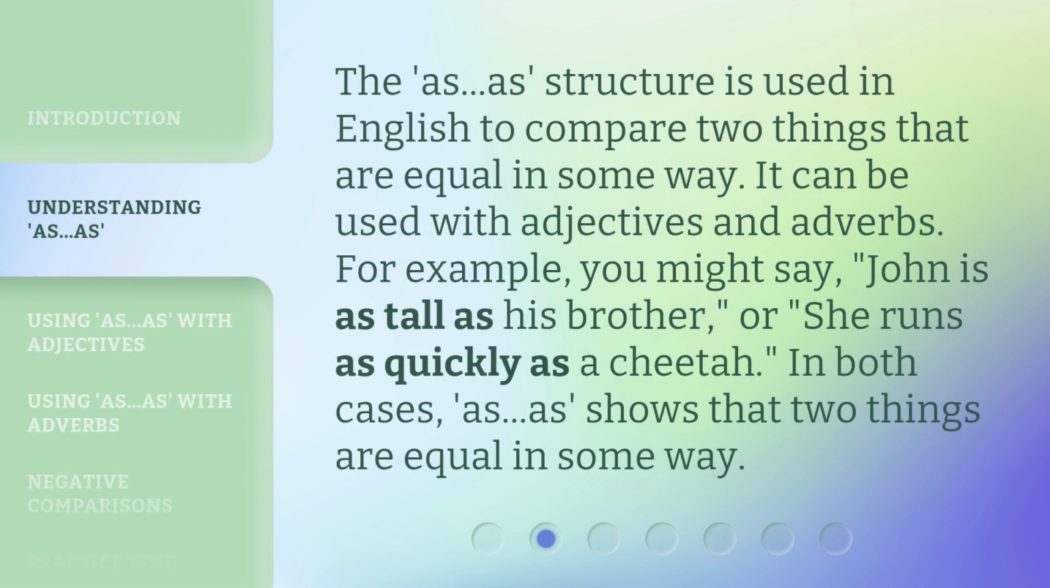The "as... as" structure is used in English to compare two things that are equal in some way. It can be used with adjectives and adverbs. For example, you might say, "John is as tall as his brother," or "She runs as quickly as a cheetah." In both cases, "as... as" shows that two things are equal in some way.